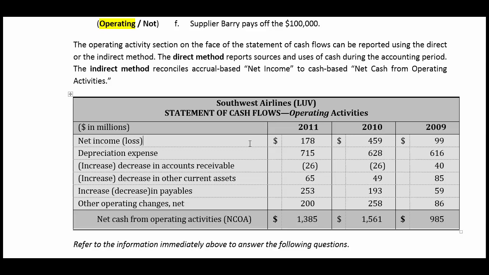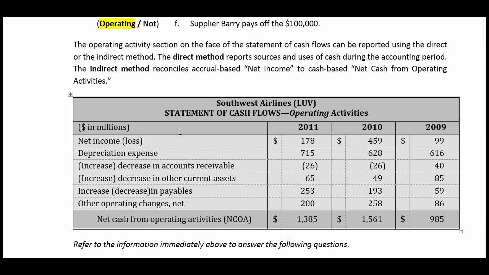What the indirect method does is it adjusts net income. It starts with net income, adds and subtracts various items, and then arrives at cash flows from operating activities. So here you can see, for example, we have net income, add back depreciation expense, add and subtract various other items, and we wind up with net cash from operating activities.